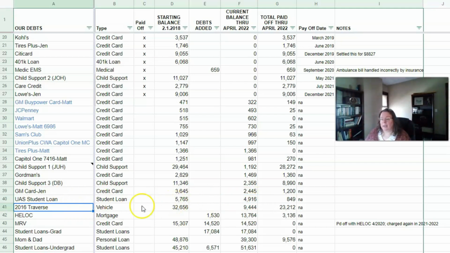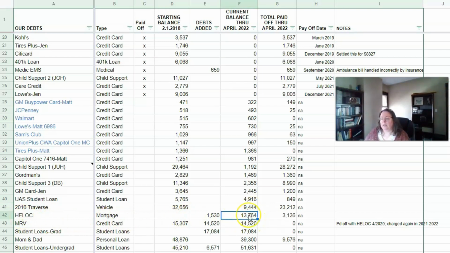With the next line item, we have our one vehicle that we have car payments on. This is our Traverse that we own. It started out in February of 2018 at $32,656. It was like $37,000 or $38,000 when we first bought it because we didn't put anything down. We're now at $9,444. Even with interest, we're paying over $500 a month on this. So if we don't do anything extra, it'll be paid off in October of 2023.